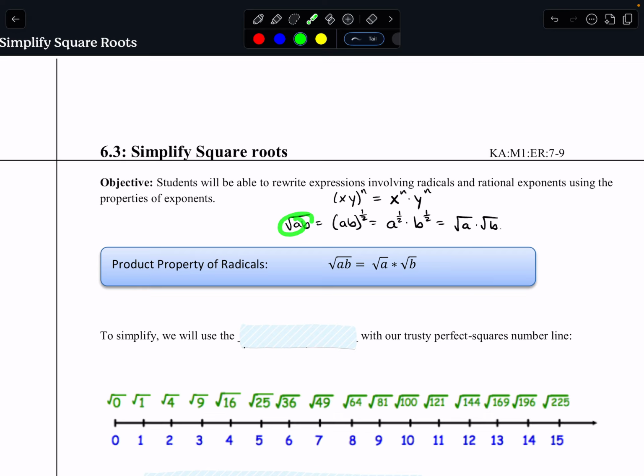So the square root of AB, that's AB to the 1/2 power, and because of this property, we know that we can split that. We can say it's A to the 1/2 times B to the 1/2, which is just the square root of A times the square root of B. This is really nice. This is going to help us simplify square roots.